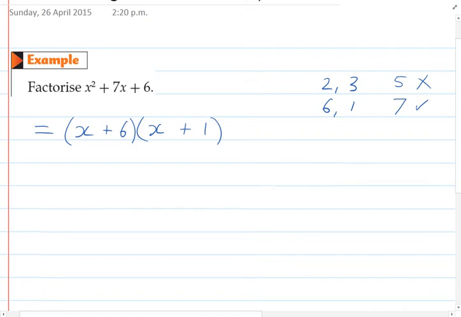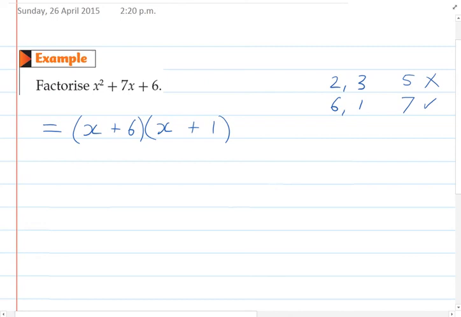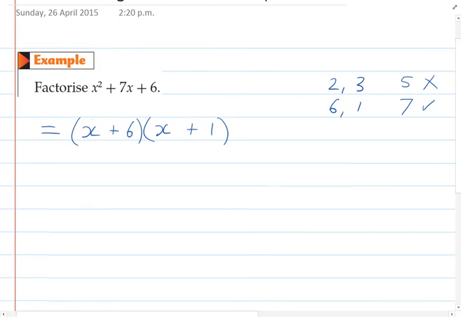But one thing that you might like to do is check to see if it's correct. So if we expand all of this, then our answer should equal this thing here. So let's expand it and see what we get. So x times x, that's x squared. X times 1, that's x. 6 times x, that's 6x. And then 6 times 1, that's 6.